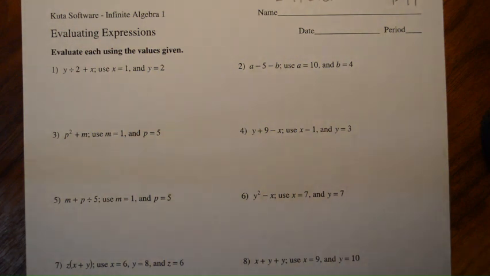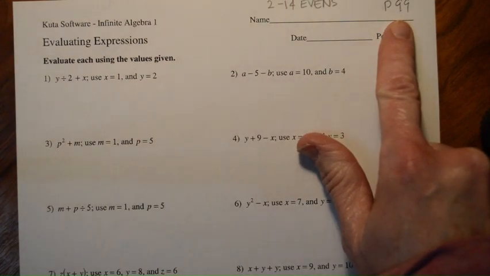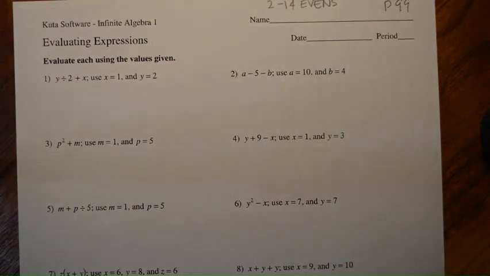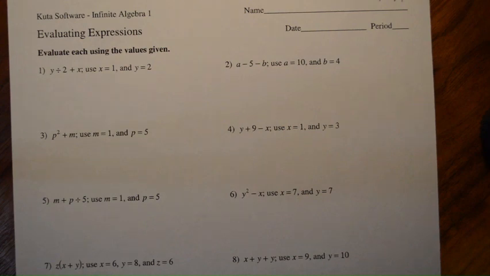Hello. So we just recently addressed order of operations in class, and so the next logical thing to do after order of operations is to talk about evaluating expressions. So hopefully you're on page 99 in your workbook, and we're just going to look at 2 through 14 even, and then I think I'm going to ask you to just finish this page on your own.